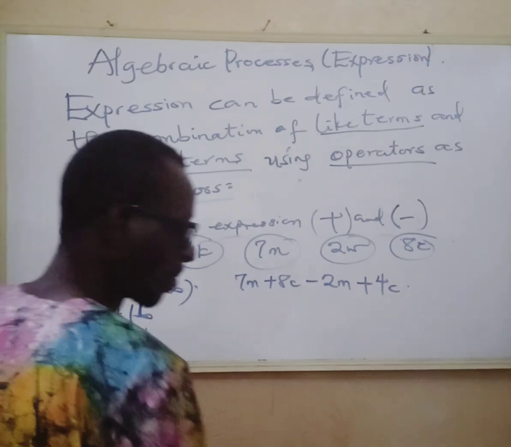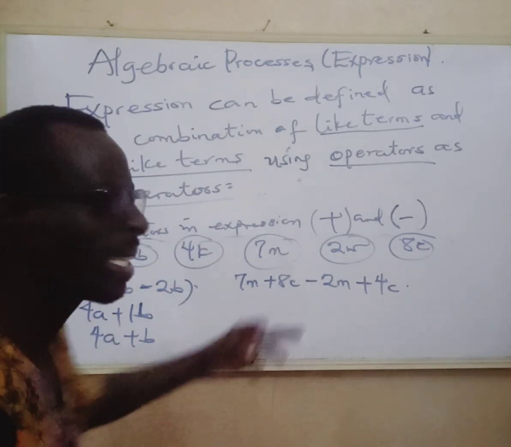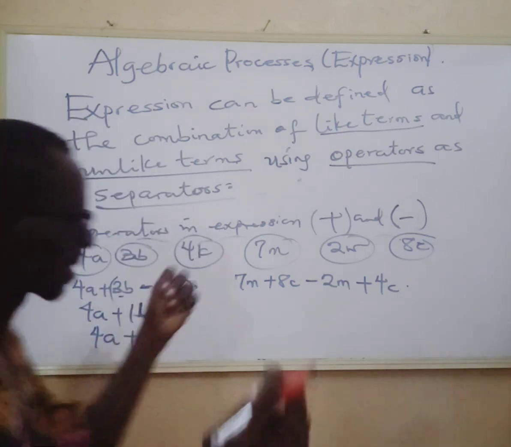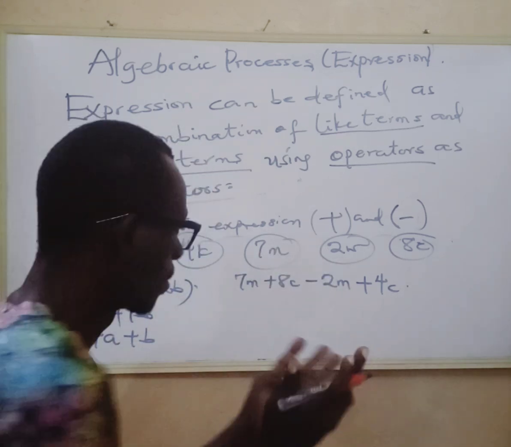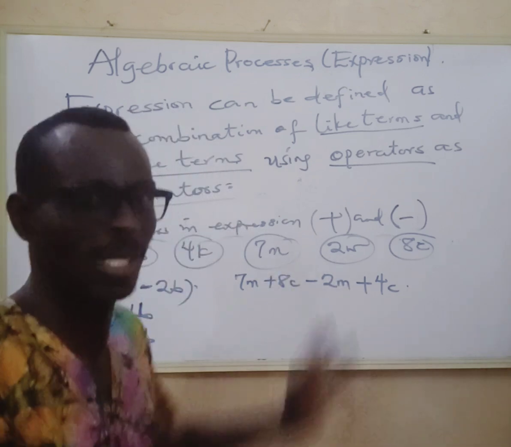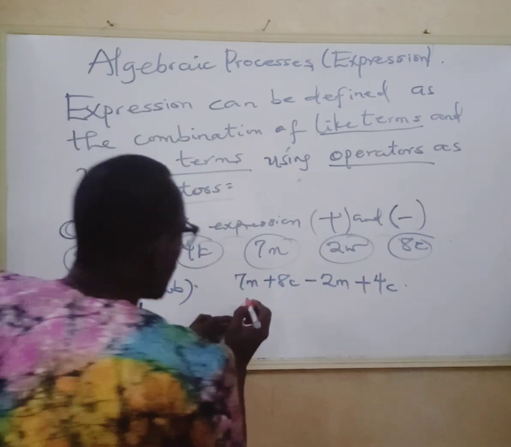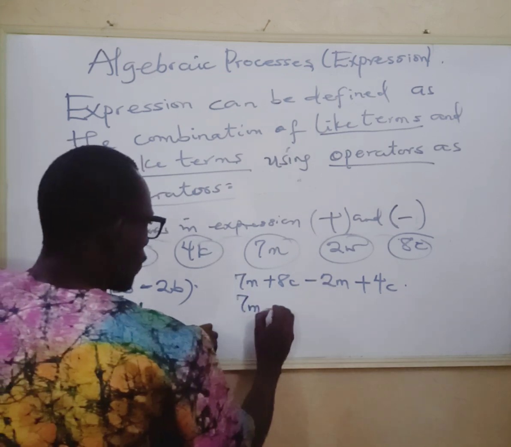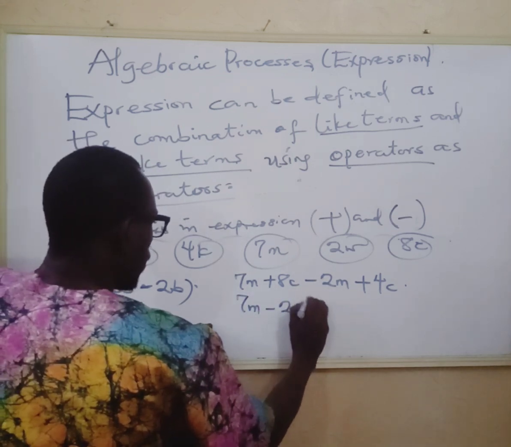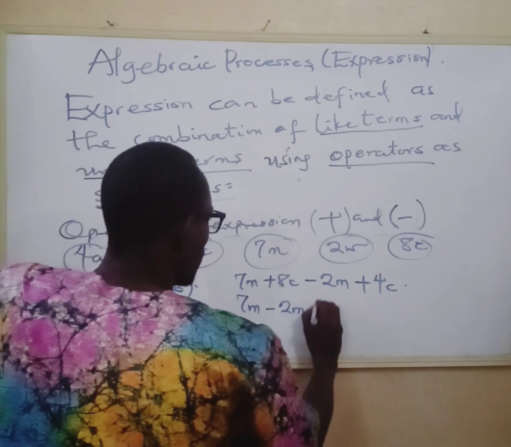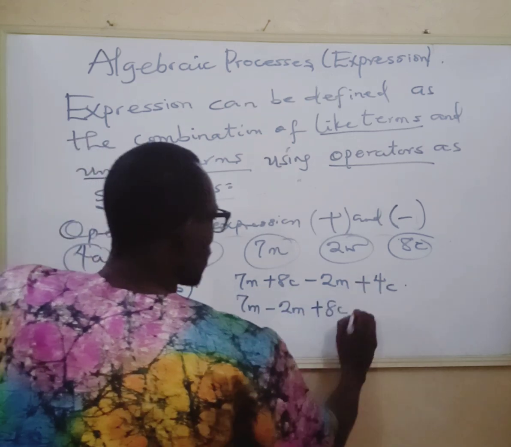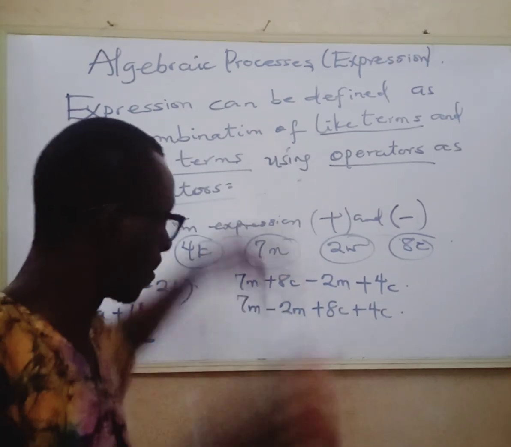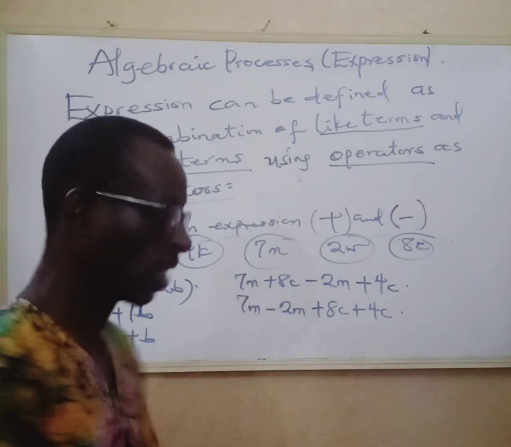in that expression. So, bringing the like terms together, combination of the like terms, you have to separate the like terms from the other so that you'll be able to simplify the expression. This is 7m. Recall that minus 2m, we are bringing them together. We are bringing 8c together, this is plus 4c. That means you are simplifying the expression.